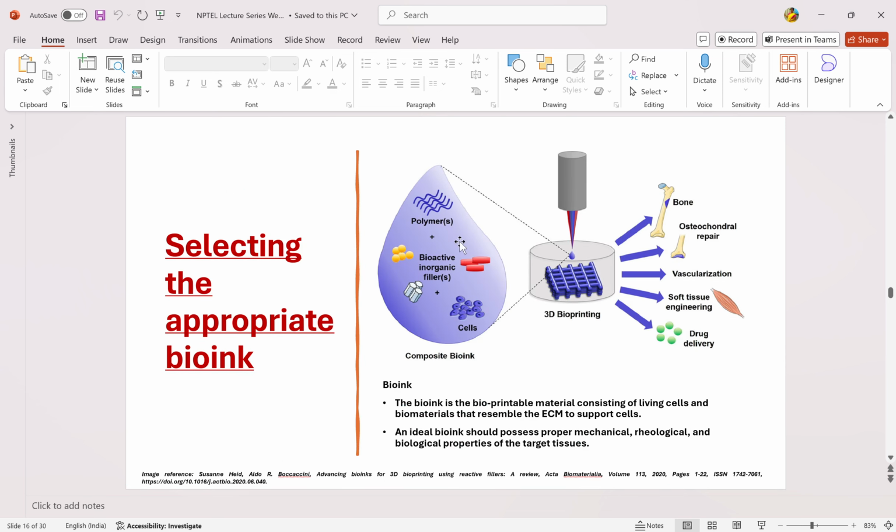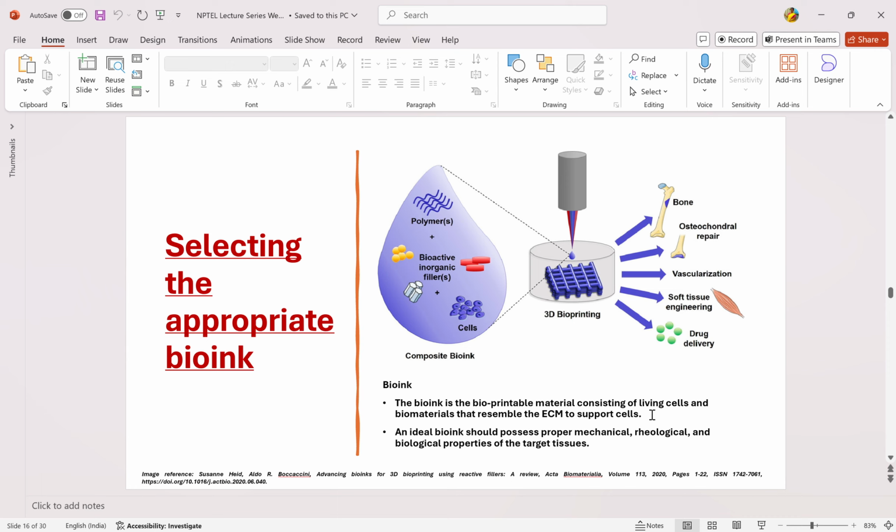So next step for printing will be selecting the appropriate bio ink. What kind of bio ink will you use for 3D printing? So the bio ink is the bioprintable material consisting of living cells and biomaterials that resemble the ECM to support cells. So not only living cells, if you're using cells, we know mammalian cells, they need to adhere to grow, and they need certain factors for growth. All those adhering and factors will be provided by ECM, extracellular matrix, which will support your cells. So without biomaterials that will resemble the ECM, you cannot make a bio ink.